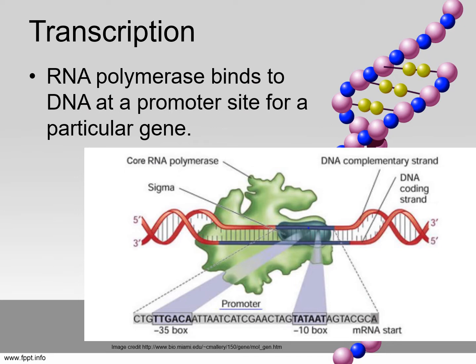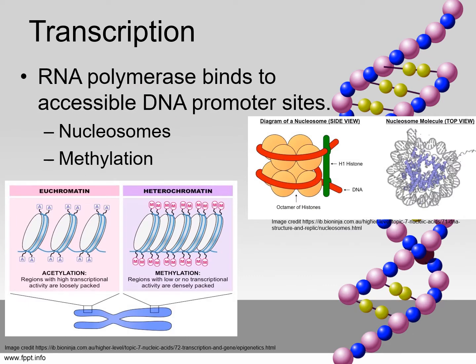So transcription, the first step, RNA polymerase, that enzyme that is going to carry out transcription, is going to bind to the DNA at what we call a promoter site. And the promoter site of a gene is just this starting space, a little bit of a DNA sequence that is going to attract that enzyme RNA polymerase to bind to the DNA so that it can turn a gene into messenger RNA.